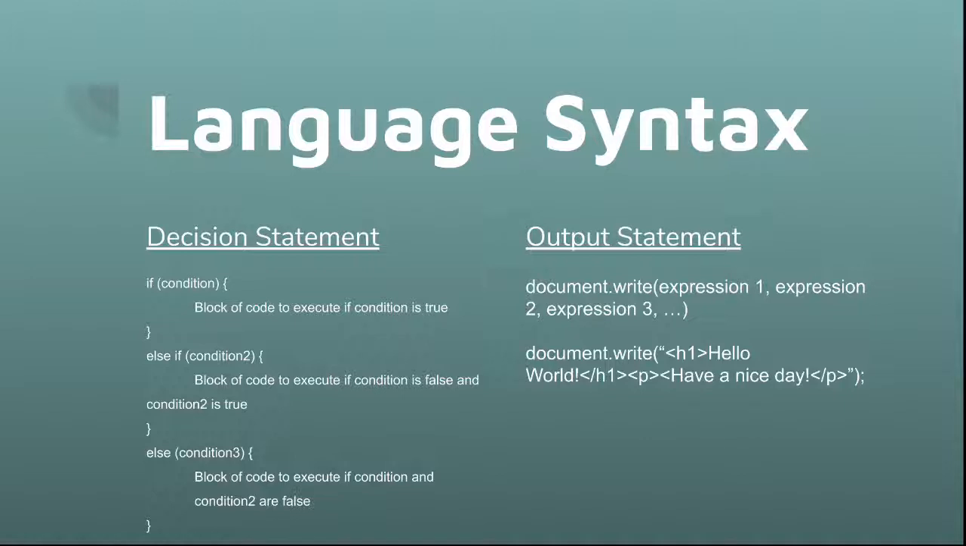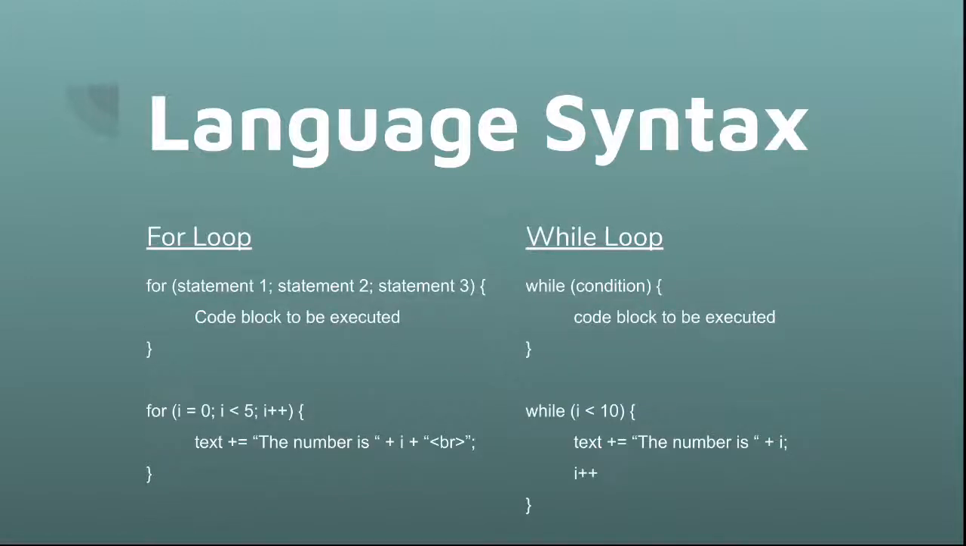Output statements require the write(), open parenthesis, close parenthesis method. The syntax is period, write, open parenthesis, close parenthesis, with expressions inside the parentheses. The syntax for while and for loops is shown here. The for loop requires 3 statements, a variable, range, and iterator. The while loop similarly requires a condition.